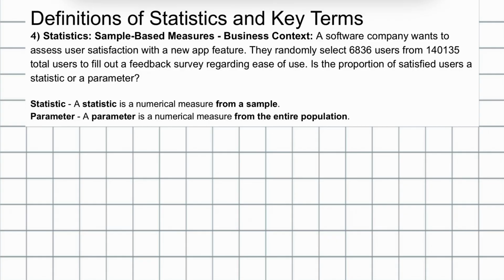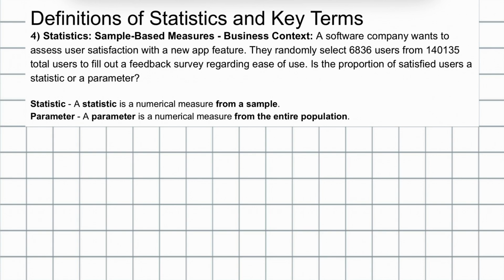Today we are analyzing a sample-based measurement using the definitions of statistics and key concepts. In this case, we are analyzing whether this word problem is a statistic or a parameter. Just to remind you, a statistic is a numerical measure from the sample, and a parameter is a numerical measure from the population.